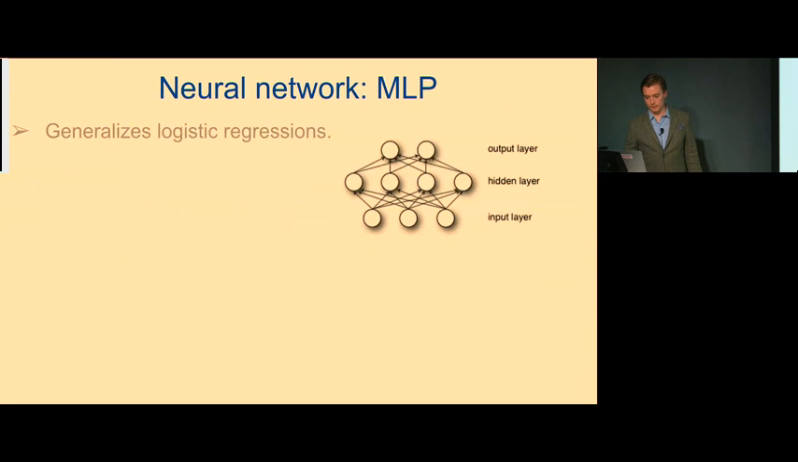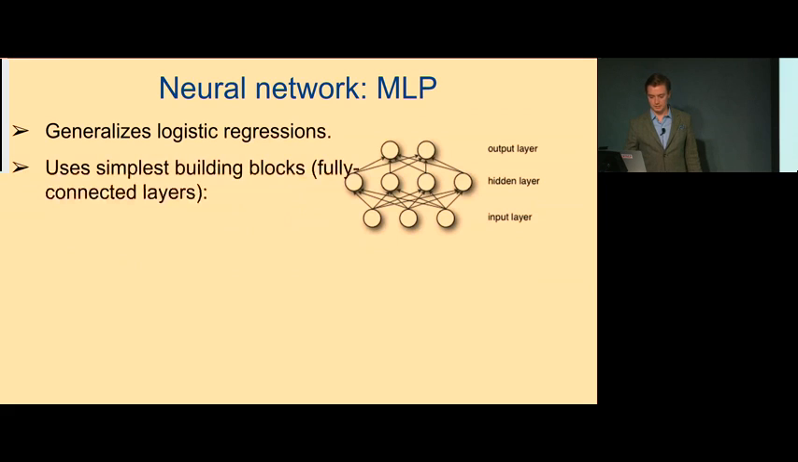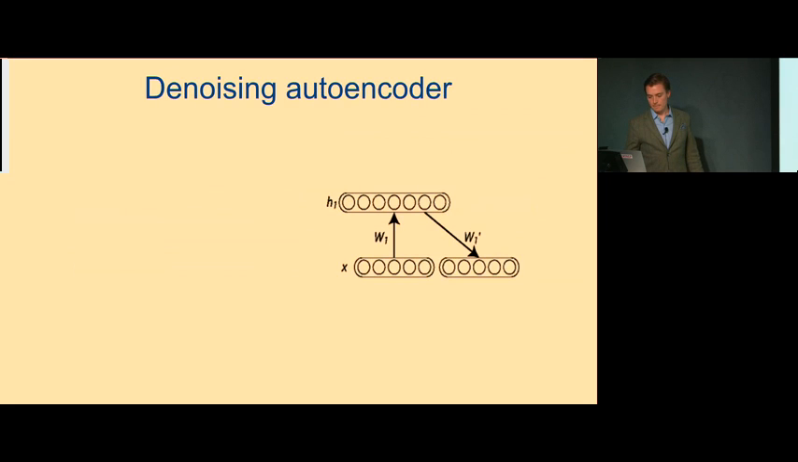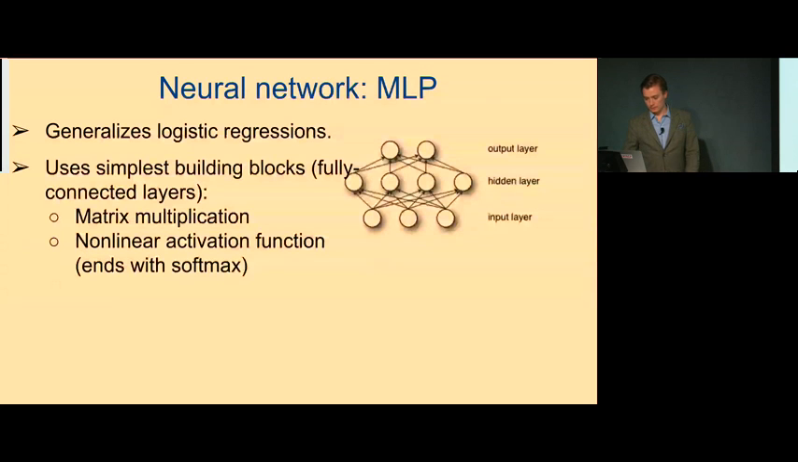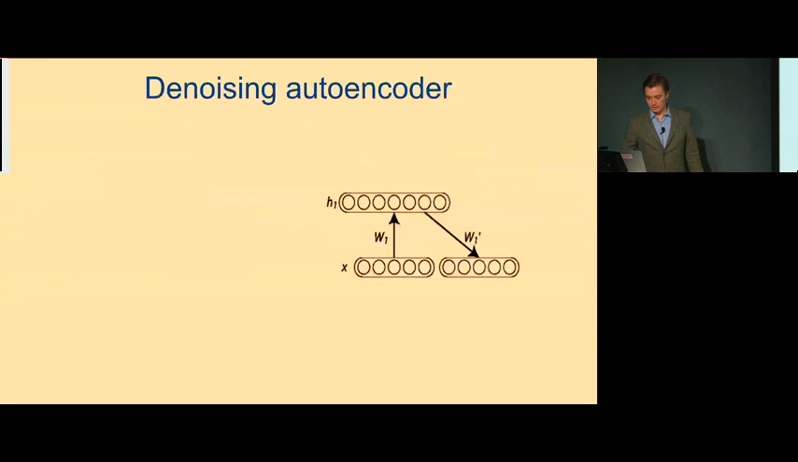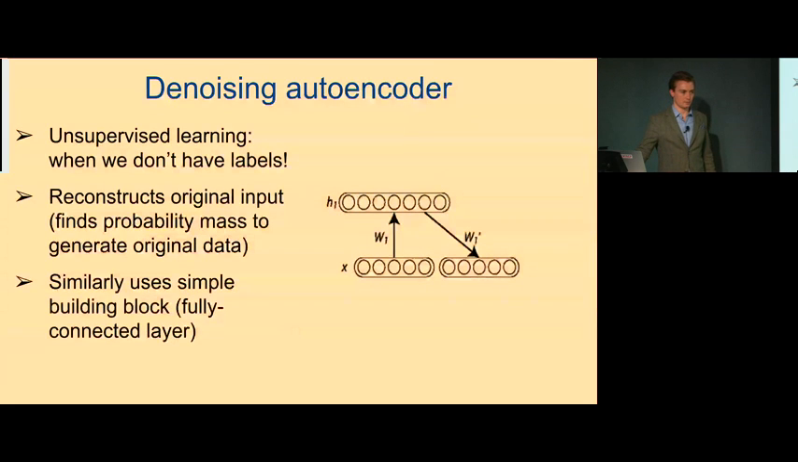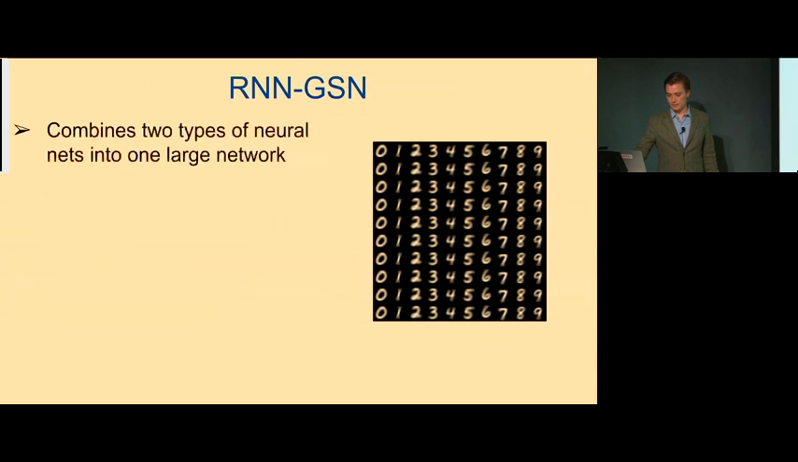Again, the neural network, the MLP, is basically logistic regression. It just uses matrix multiplications, ending with a softmax to get your probabilities. And it works layer-wise. The denoising autoencoder is the unsupervised problem, where we're trying to reconstruct an original input from this hidden representation. Again, it uses the same functions that the MLP does, except in the end, it's not softmax classification. And the RNN-GSN combines 2 different types of networks into one.